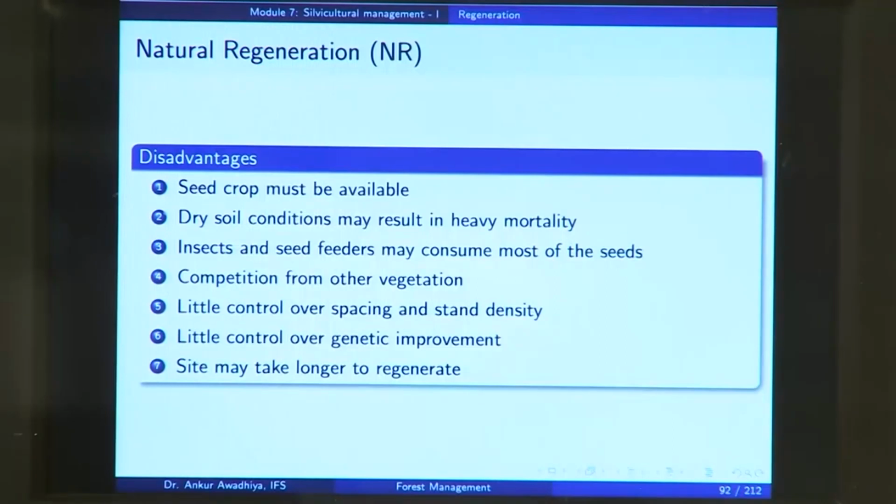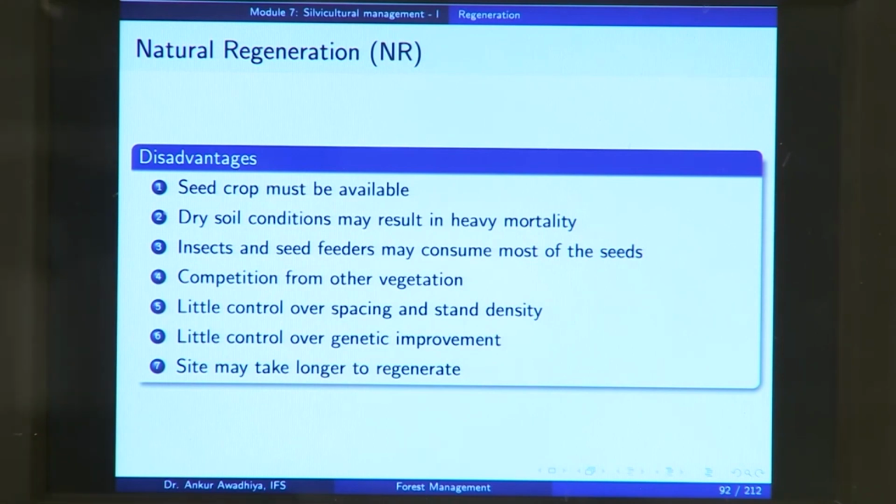However, natural regeneration also has certain disadvantages. One, the seed crop must be available. For instance, if you want to regenerate an area that does not have any seed trees left, then you cannot go for natural regeneration.